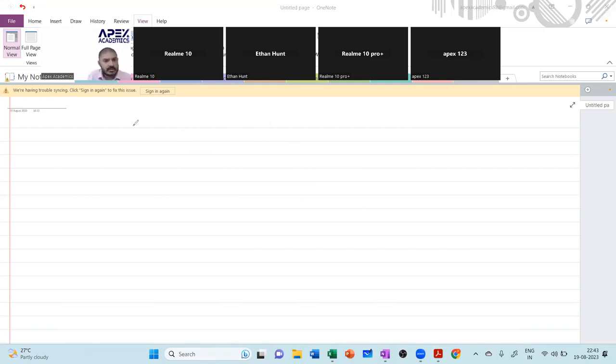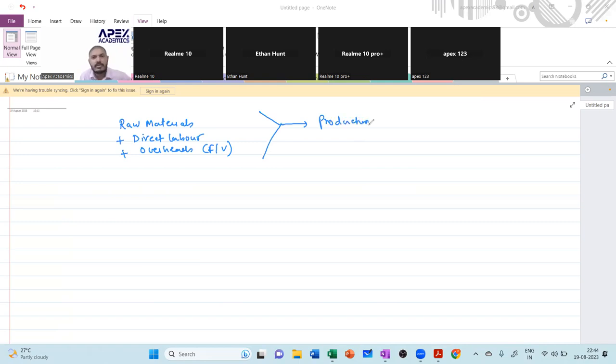Understand, you are inputting raw materials. You are inputting direct labor. You are inputting various overheads, which can be both fixed as well as variable. Doesn't matter. Here, the fixed nature of the cost doesn't matter. Here, cost behavior doesn't matter. You are inputting this into your production process.